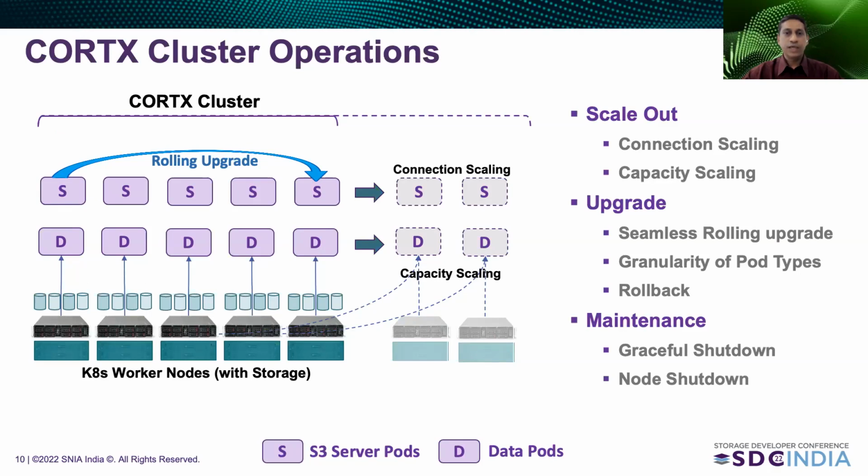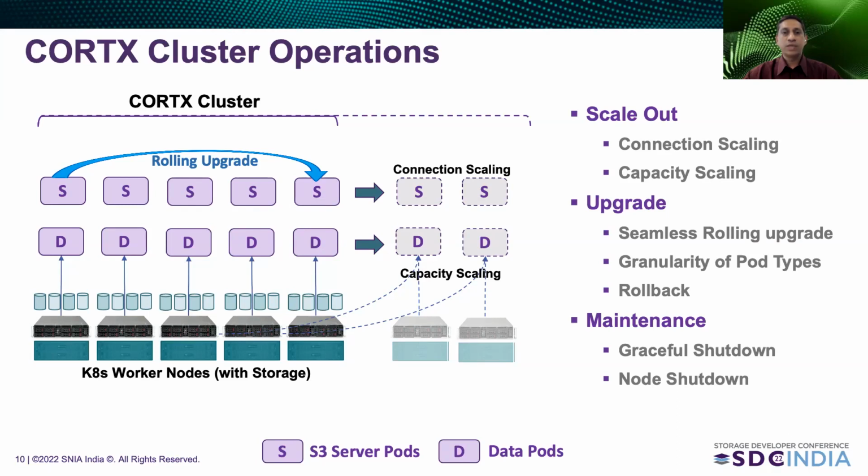CORTX can be extended either for connection or capacity scaling. CORTX cluster includes storage set, which is essentially a set of data pods. For capacity scaling, new data pods can form a new storage set and be added to the existing CORTX cluster. These data pods can be configured either on the existing or new set of worker nodes. For connection scaling, new server pods can be added on the fly.